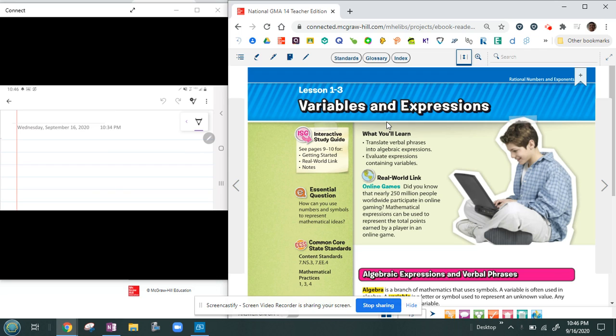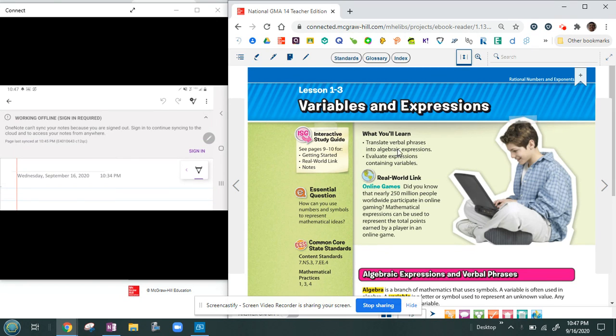Here we go with our first video notes. All right, we're talking about variables and expressions. This is very similar to yesterday's lesson, lesson 1-2, but we're just throwing some letters in there. You'll be doing the same thing. You'll be translating verbal phrases into algebraic expressions.